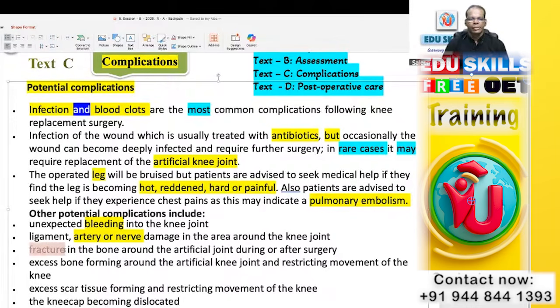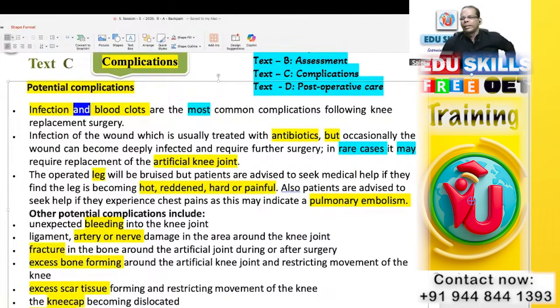Pain after surgery. Further surgery is also sequential. After surgery, right? During or after surgery. Excess bone. Then restricted scar tissue. Kneecap. Numbness. These are the complications we highlighted.